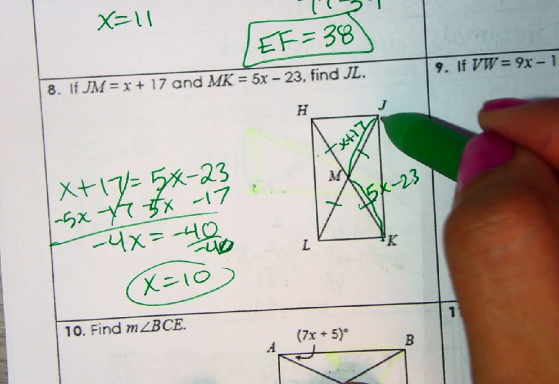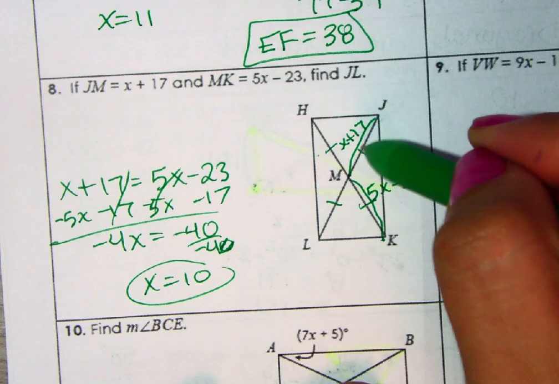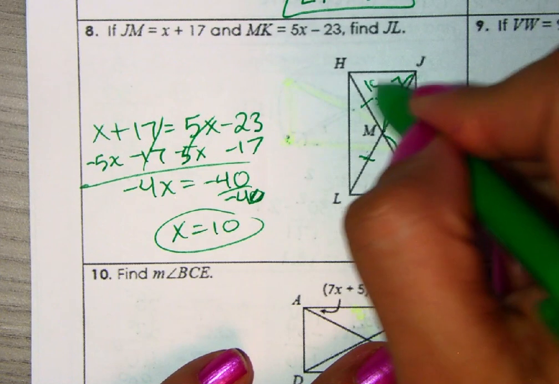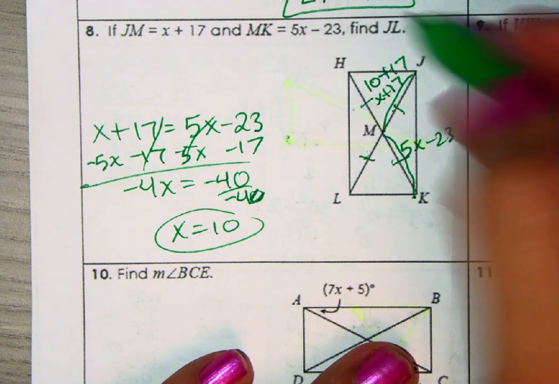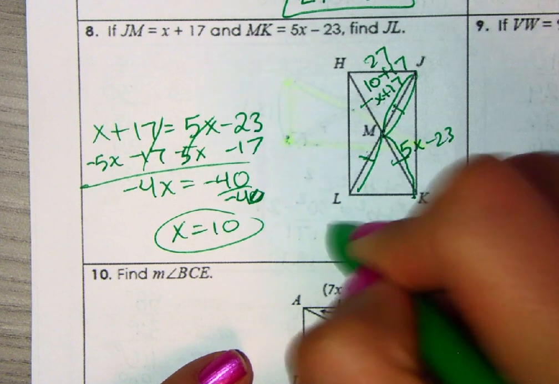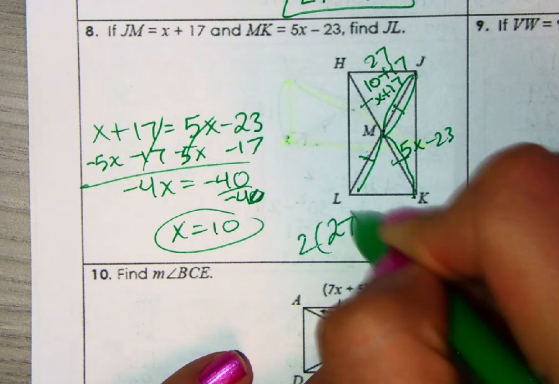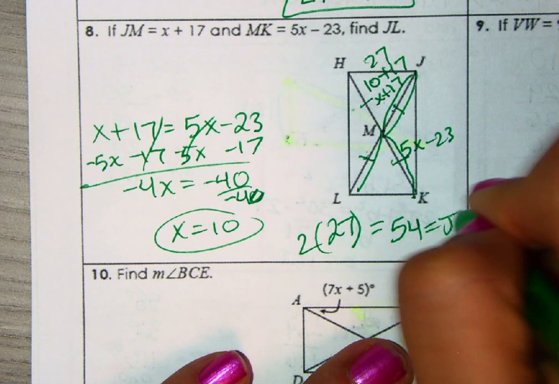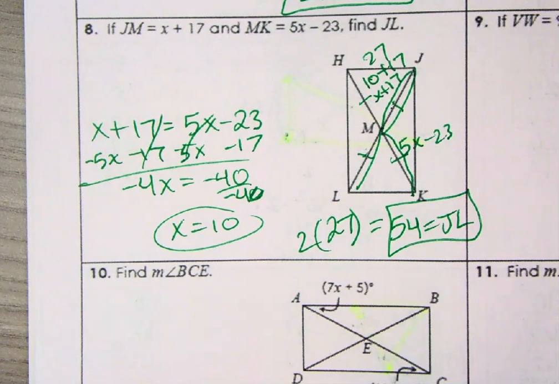So it's asking for JL. JL is the whole thing, which is two parts of this. So we cannot just substitute the 10 in there. So 10 plus 17, that's 27. And we have 27 and 27, or 27 times 2. That equals 54. So JL is 54.